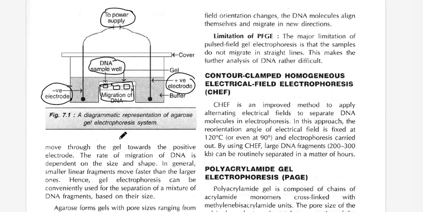What happens is that DNA will move through the gel when the power is on, and since DNA is negatively charged, it will move towards the positive electrode. The rate of migration will depend on the size and shape of the DNA. If it's smaller, it will move farther. Smaller fragments will move faster than the larger ones. Gel electrophoresis can be used for separation of a mixture of DNA fragments based on their size.